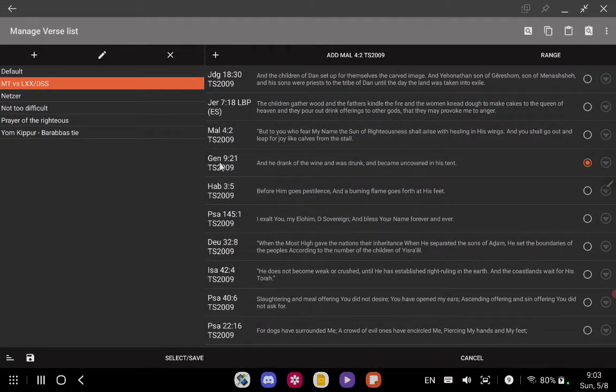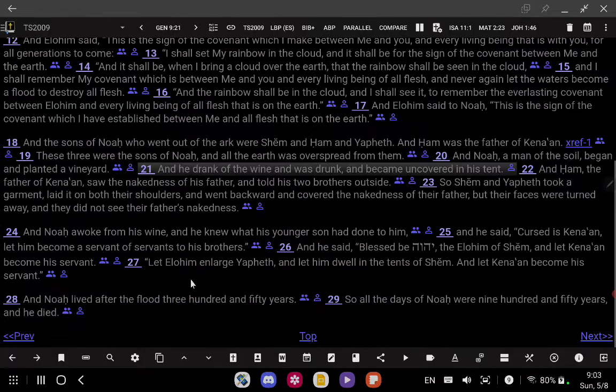Genesis 9. All right, so this is interesting. I'm not going to spend a whole lot of time on this. I'm just going to point out the differences. I'm going to point out something here, too, that you may not be familiar with. This is where Noah, they just got off the ark. Noah got drunk. And there's some really interesting stuff here if you get into it about what this verse is actually suggesting. But the one I'm going to focus on is, and he drank the wine and he was drunk and became uncovered in his tent.